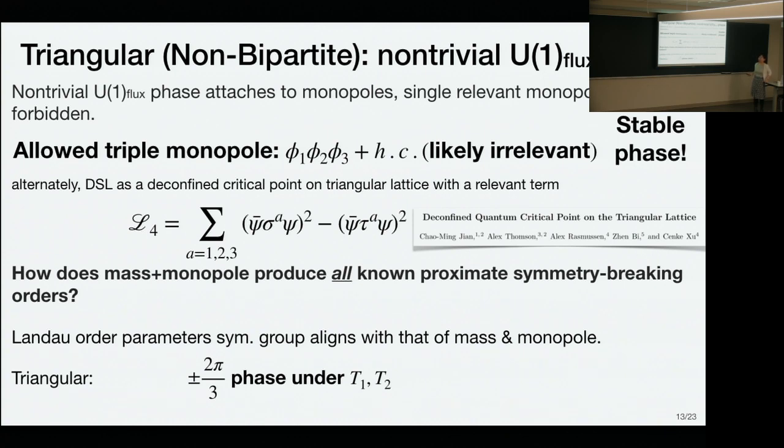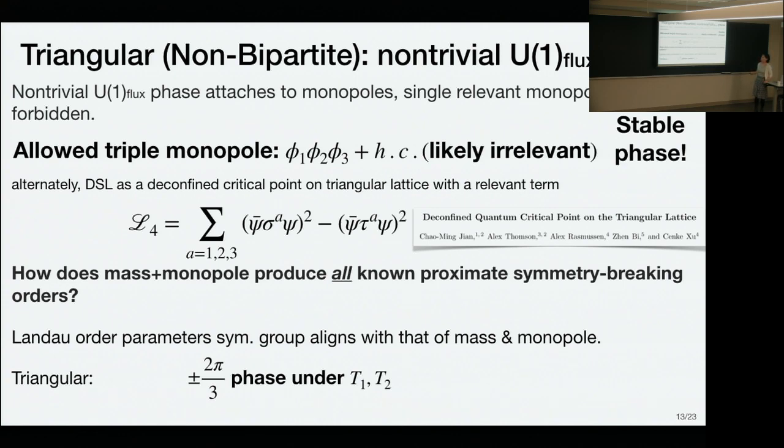Next, we'll focus on how the chiral symmetry breaking mechanism, namely generation of a mass plus the subsequent monopole proliferation, will produce all the classical ordered states on the triangular lattice found so far. The order parameters of the symmetry breaking phase should have the same symmetry group as those of the mass and monopoles. That's the principle that guides our discussion.